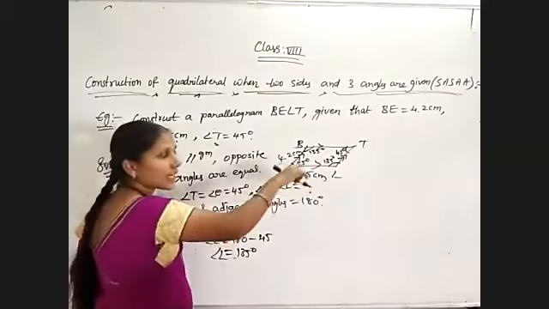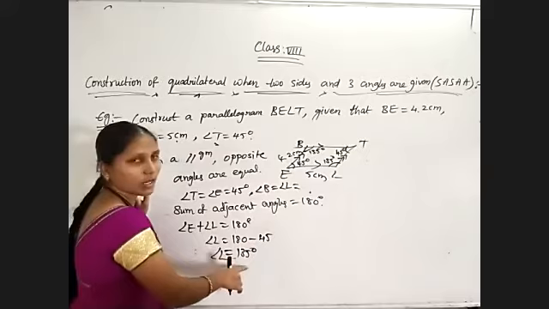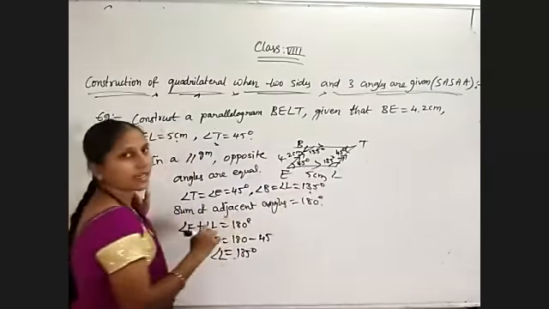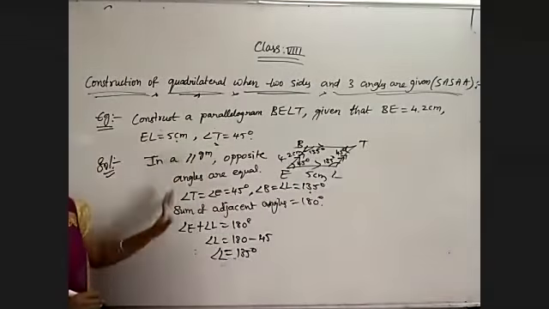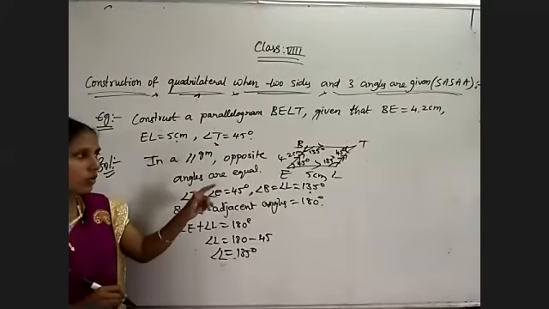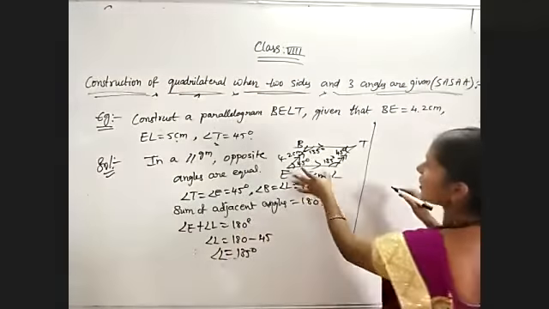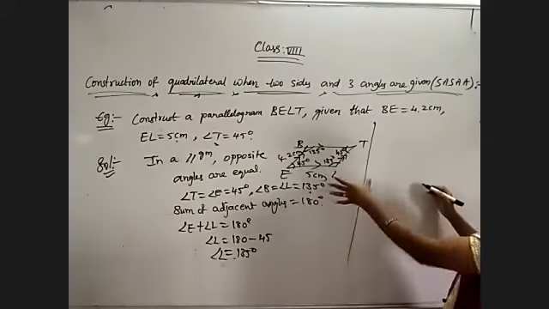Then 180 minus 45 will be equal to 135 degrees. So angle B and angle L are equal to 135 degrees. So first we found the angles of the parallelogram. Now try to draw the quadrilateral. So construct as I showed in the figure.